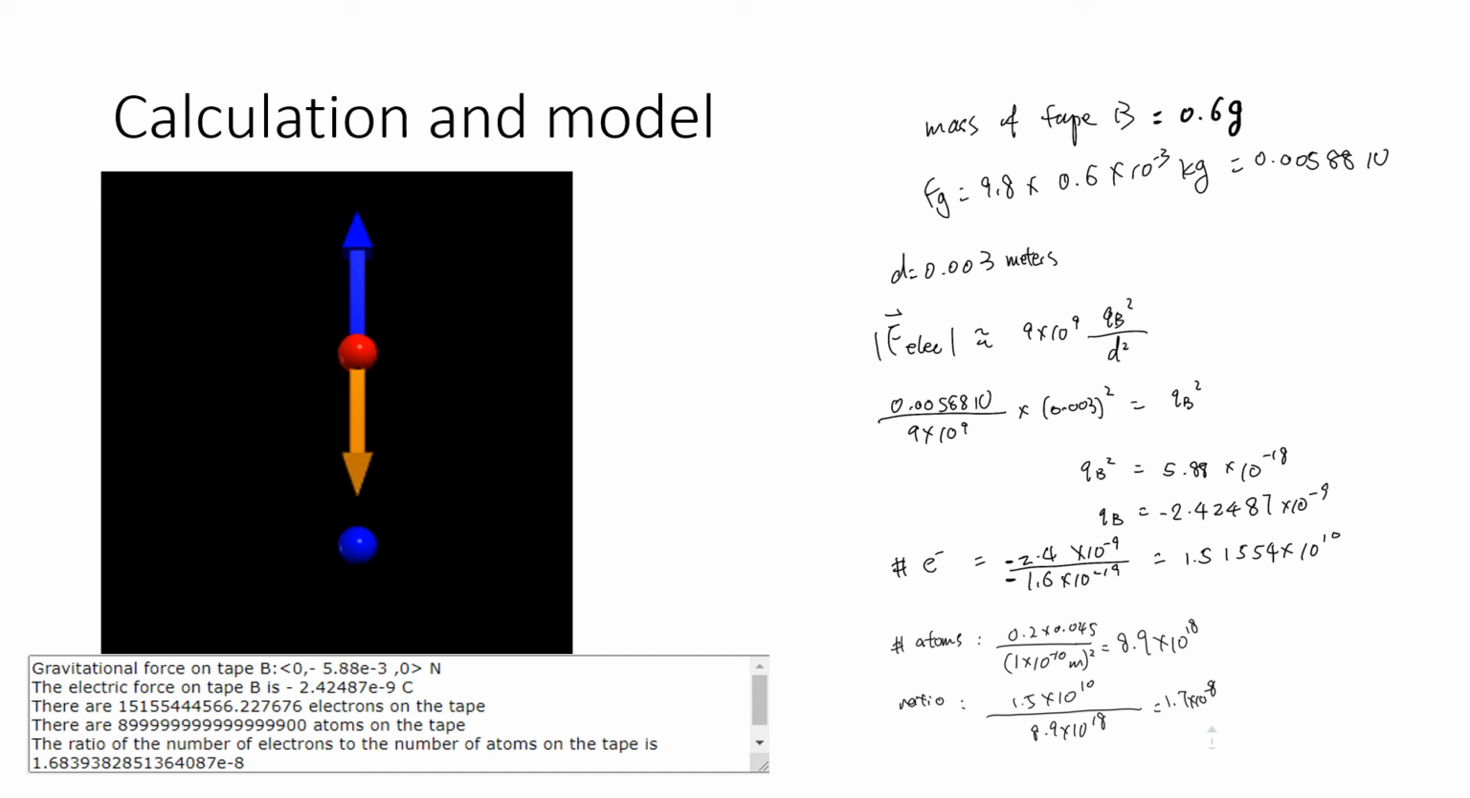So the charge on tape B is negative 2.4 times 10 to the negative 9 coulomb, and there is a total of 1.5 times 10 to the 10th electrons. The ratio between electrons and the atoms is 1.7 times 10 to the negative 8, and the red dot represents particle B, and the blue dot represents particle A, and the blue arrow represents electric force, orange arrow represents gravitational force.